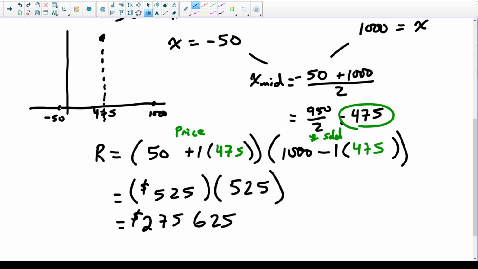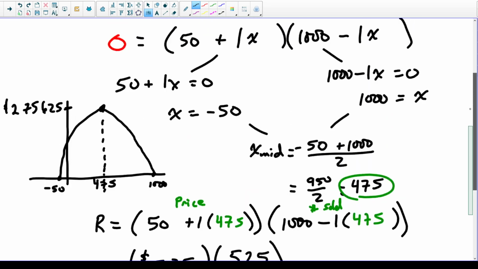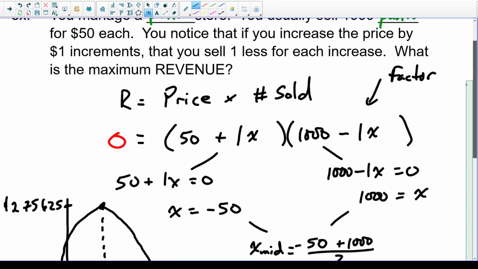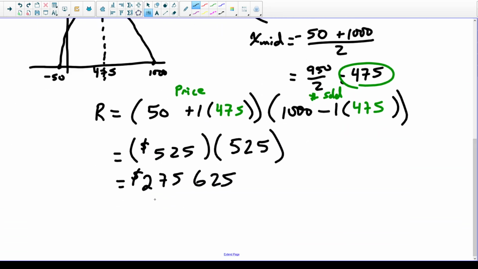So we now have our vertex of $275,625. And let's make sure that we've answered the question. So it says, what is the maximum revenue? And we've just found the maximum revenue. And we could also say what is the price and how many pants we're selling to get to that price.